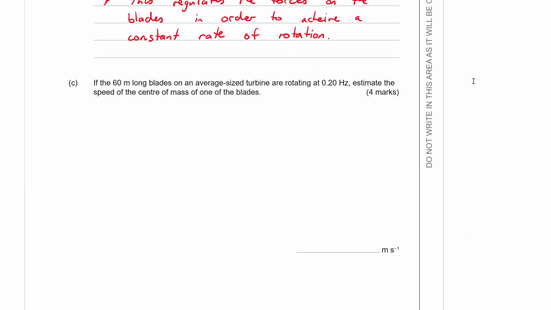And part C is telling you the blades are 60 meters long and an average turbine is operating at 0.2 hertz, and asking you to estimate the speed of the center of mass of one of the blades. So I would start by drawing a diagram, personally. There's my center of rotation, I draw my blade, something like that, and I'm going to put the blade here.